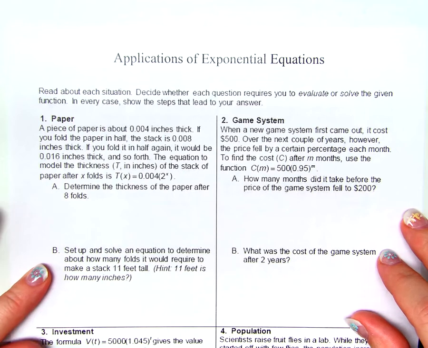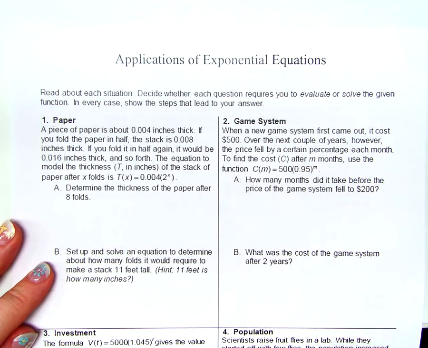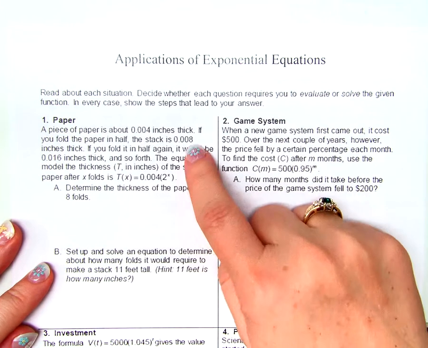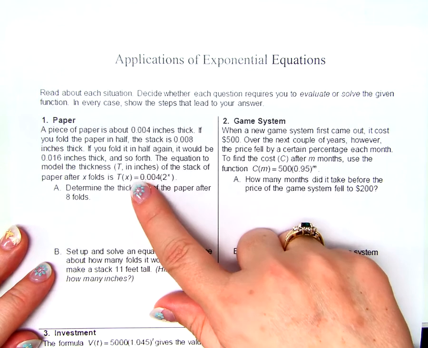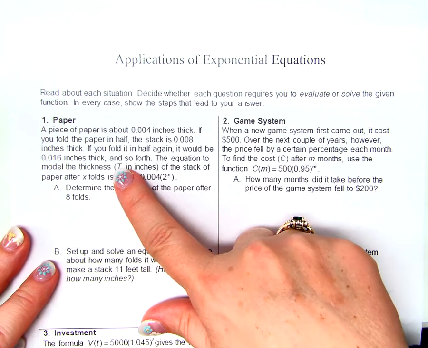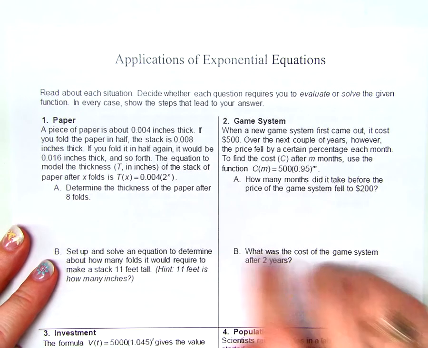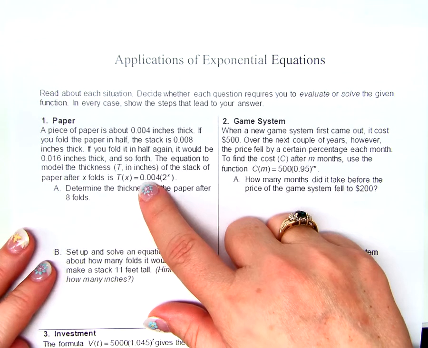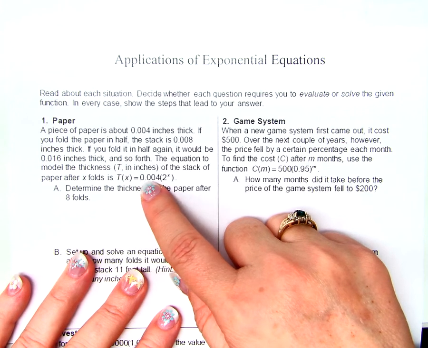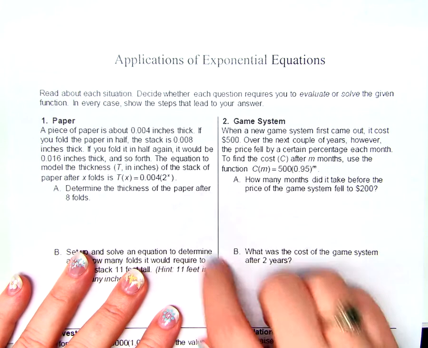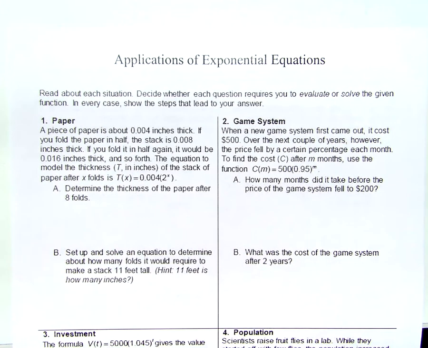Oh my goodness, we did a worksheet called Stacking Paper at the very beginning of this unit, didn't we? If you fold the paper in half, the stack is that thick. If you fold it in half again, it's that thick. And so forth. The equation to model the thickness, which we're going to call T, in inches, of the stack of paper after x folds is here. That means, remembering from our exponential function days, that is a starting number, and that is the common ratio. Do you remember that? So determine the thickness of the paper after 8 folds.